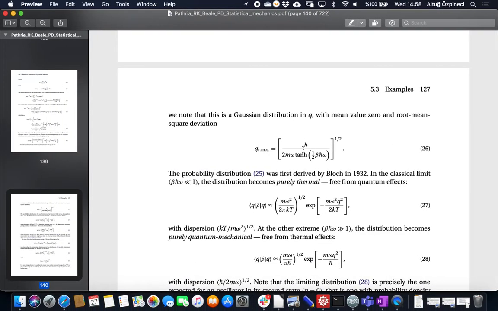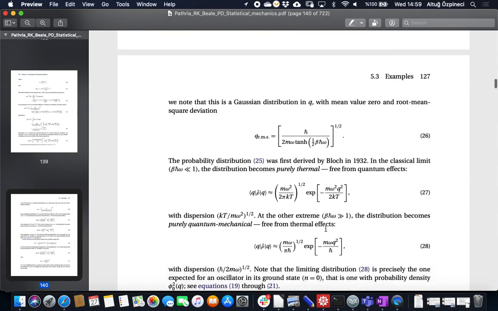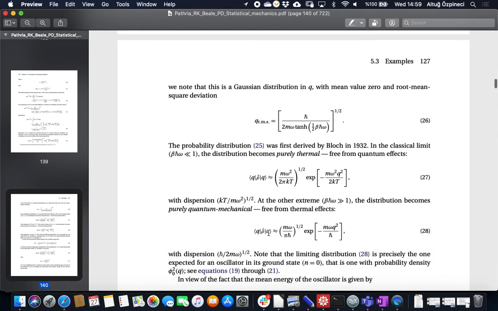So here in the low temperature limit, the diagonal elements of the density matrix just turn out to have this form, but this is nothing but the ground state wave function of the harmonic oscillator squared. That is what is meant over here. It's just phi 0 squared, this function.